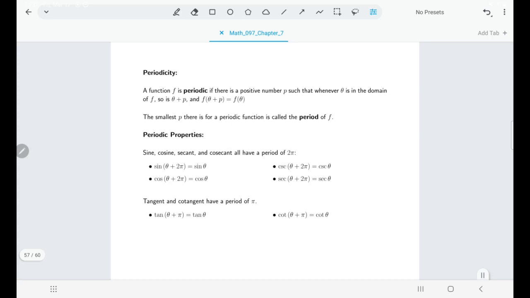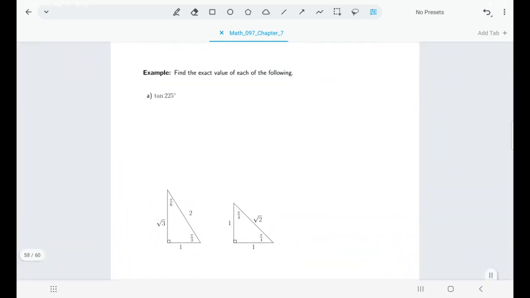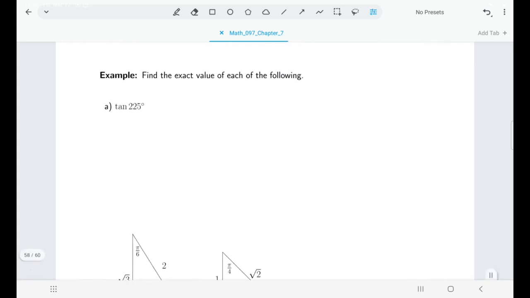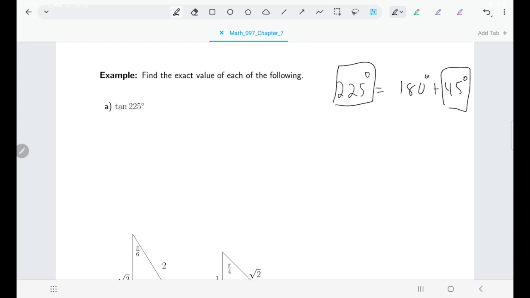So, for example, if we're looking to find the exact value of a trig function, like tangent of 225 degrees, I could always draw the 225 degrees, but I could remind myself that since tangent repeats itself every 180 degrees, and I know that 225 degrees is the same thing as 180 degrees plus 45, then I know that whatever value tangent has for 45 degrees, it's going to repeat that value at 225.